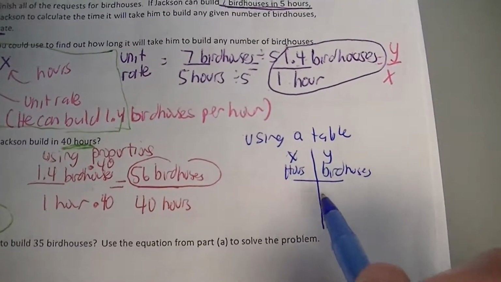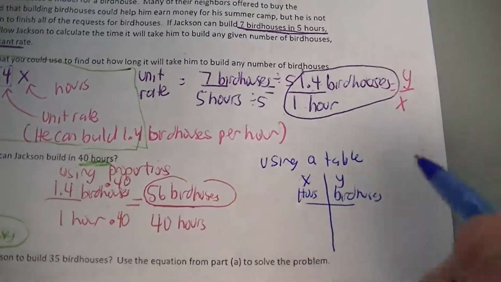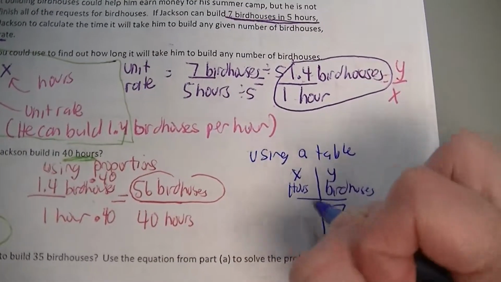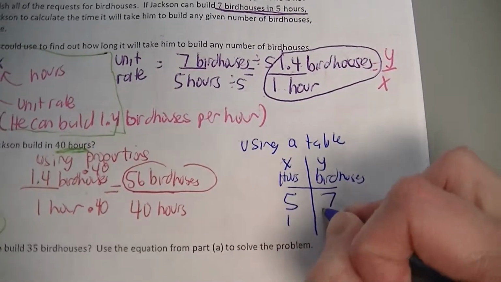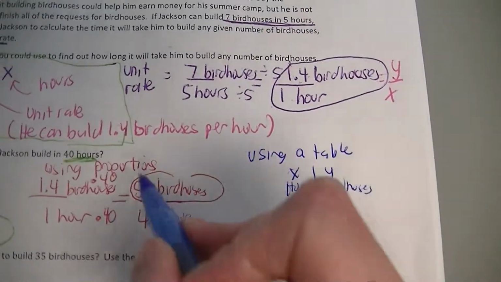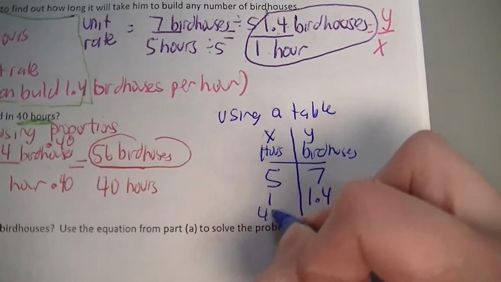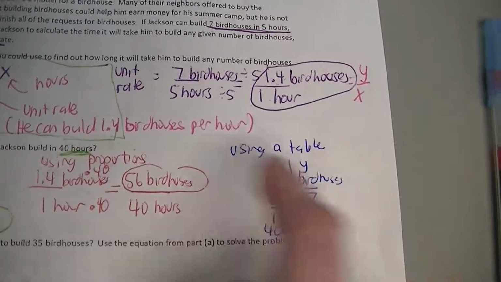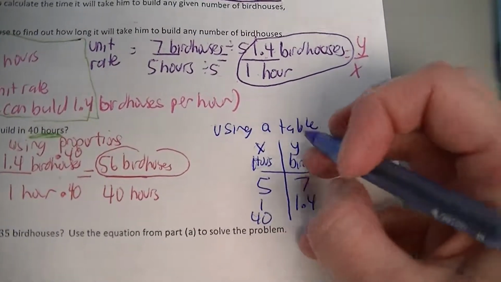And if you're like, where do I get the values for my table? You get it just from the information here. They gave you this, you got this, and let's fill it in. So 7 birdhouses in 5 hours. You know, in 1 hour, he can make 1 4/10 of a birdhouse. And what they're concerned about is that 40 hours right there. So since it's hours, I'm going to put a 40 right there. And remember, to go from the x value to get the corresponding y value, you multiplied by 1 4/10.